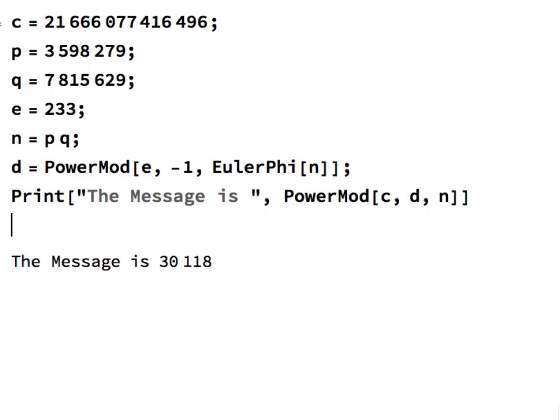So Alice receives this message C and uses her secret key D to decrypt the message. And we get back 30118, which again is the message car.